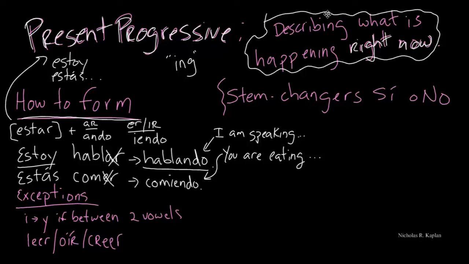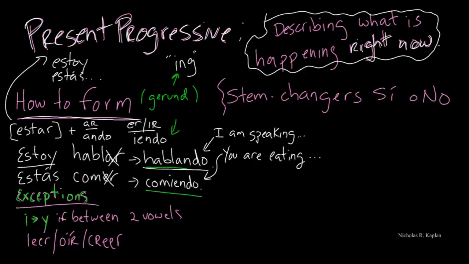The next thing we want to look at is, do we have any exceptions or any irregular formations for our gerunds? So this part, this -ando, -iendo, sometimes we call that a gerund, the -ing in Spanish and in English. So we can have an I that will turn to a Y if it falls between two vowels. What? Okay, let's look at an example.